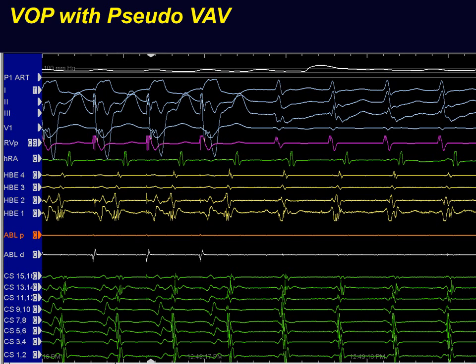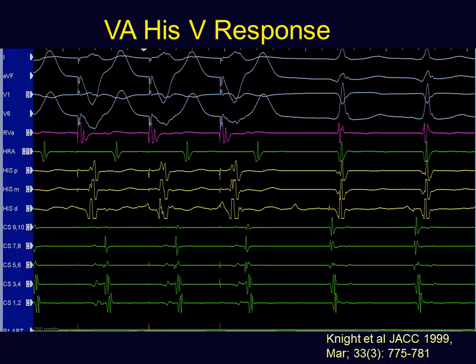You also can get this kind of response where the A was never entrained. You can see that the V to A is increasing, and then you get this kind of a response immediately. A VAV response or VA His V response is incorrect. The atrium was never entrained.